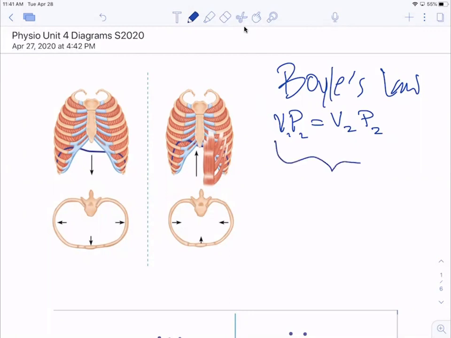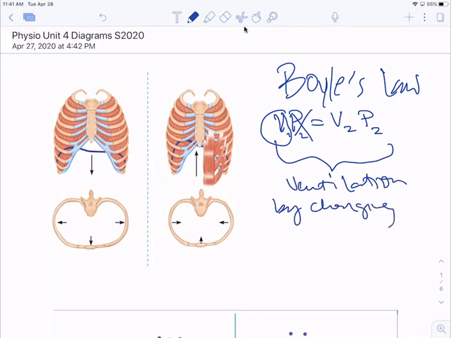As it pertains to ventilation, bringing air into and out of your lungs, we only have the ability to change the volume. We do not have the ability to change pressure. So ventilation is driven by changing the volume of our thoracic cavity. This is important to remember because we cannot change the pressure of the atmosphere. We do not have that power. And we can't change the pressure in our intra-alveolar space. So we have to rely on changing volume in order to change pressure.